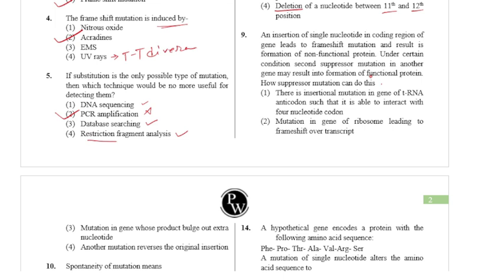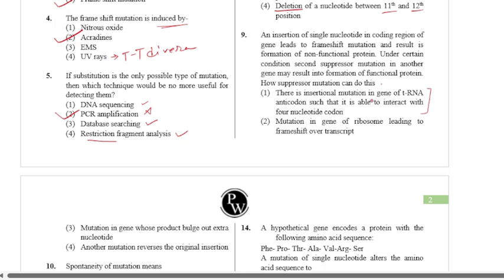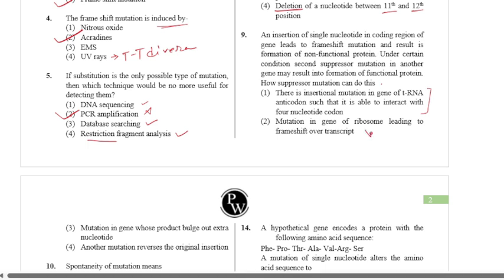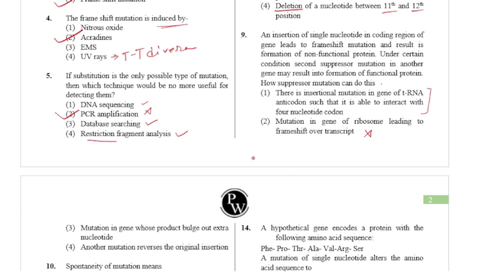Let's see the options. There is an insertional mutation in the gene of tRNA anticodon such that it is able to interact with a 4-nucleotide codon. Interesting. Mutation in the gene of ribosome leading to frameshift over the transcript. The ribosome has no such function in reading.